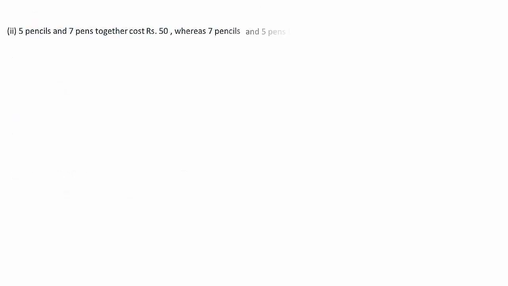Next we shall discuss the second question. 5 pencils and 7 pens together cost rupees 50, whereas 7 pencils and 5 pens together cost rupees 46. Find the cost of 1 pencil and that of 1 pen. So this is also quite familiar for us to form the equation because we have discussed similar type questions in the previous classes.